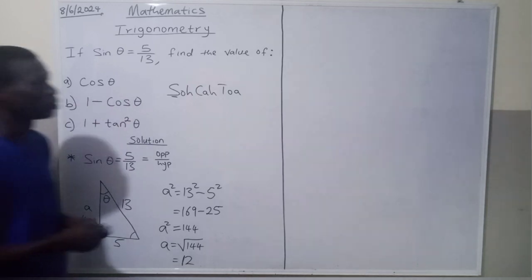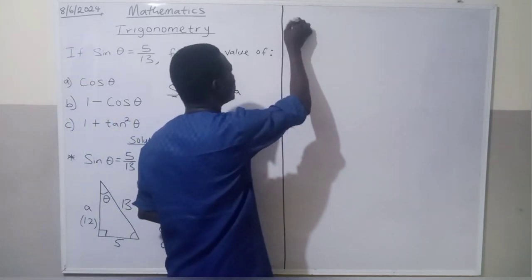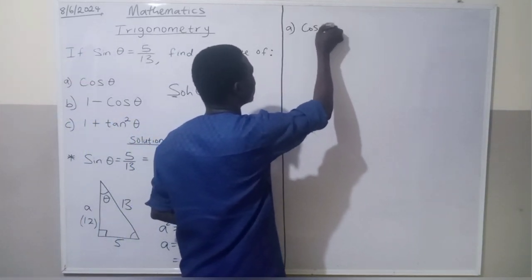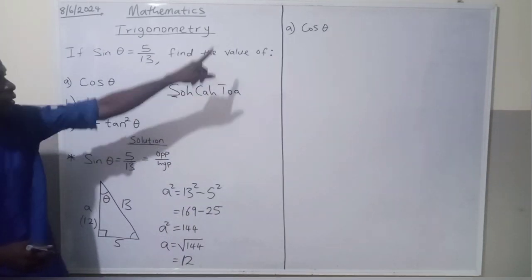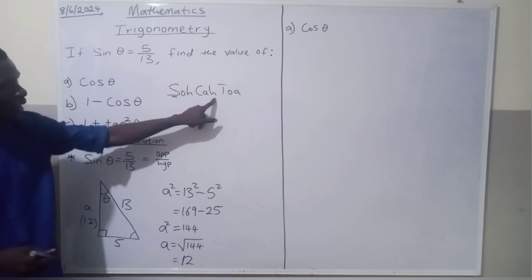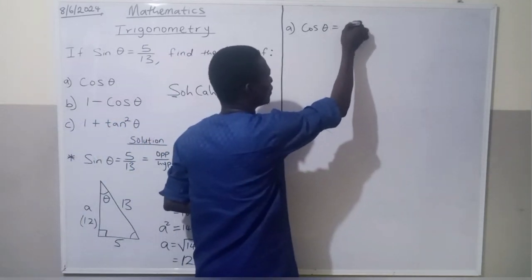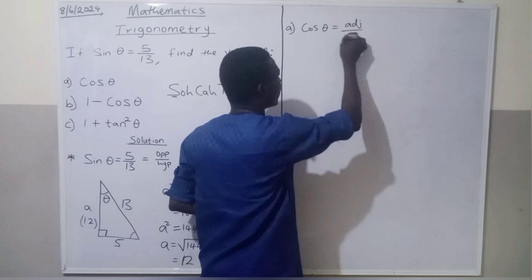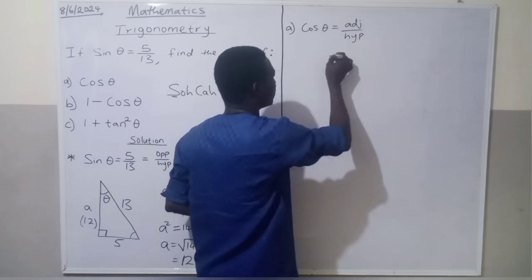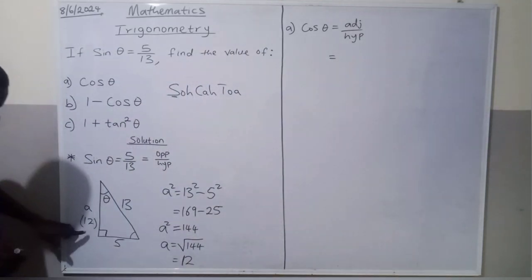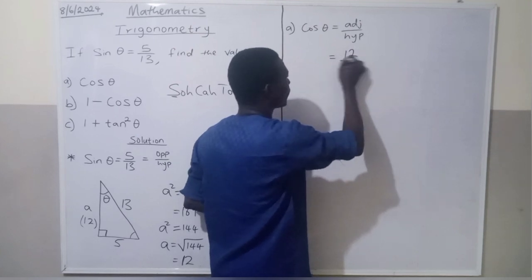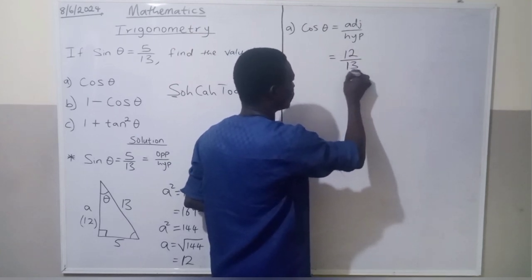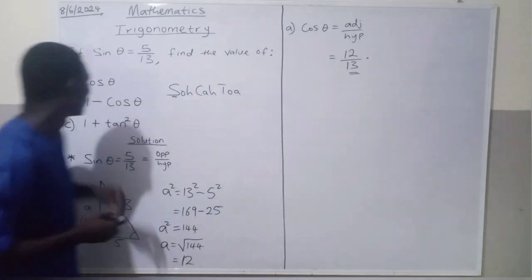So the first question says we should look for cos theta. So A says we should find cos theta. And of course, according to SOHCAHTOA, C representing cos, cos theta is adjacent over hypotenuse. What is the adjacent to this angle theta? It is 12, and the hypotenuse is 13. So cos theta is 12 over 13. And that is the solution that is expected of us for A.